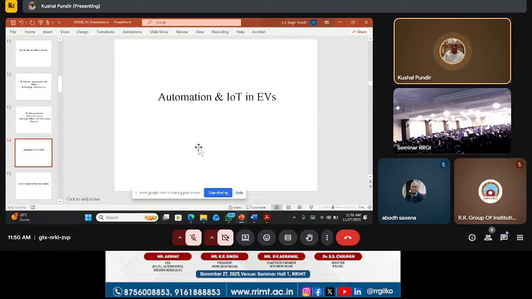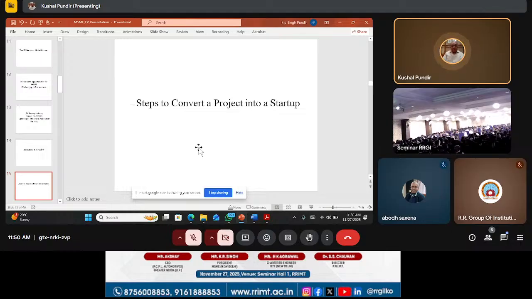Now we talk about how you can convert your project into a startup. Since you are studying, whatever you do starts with a project, and when you start any project, what should be in your mind so that you can focus and build the roadmap for that? So if you want to start, how can you convert a project into a startup?